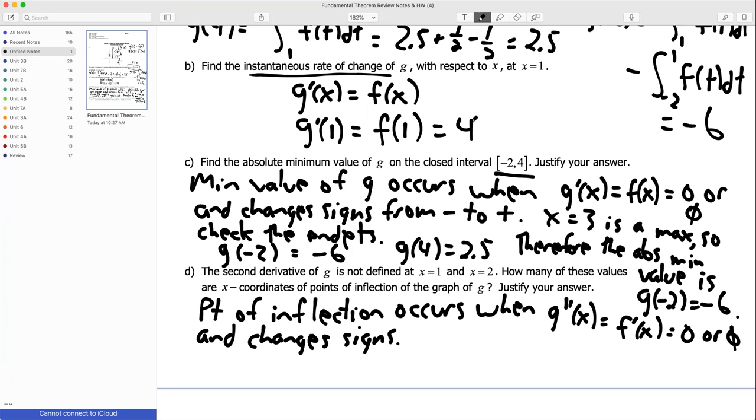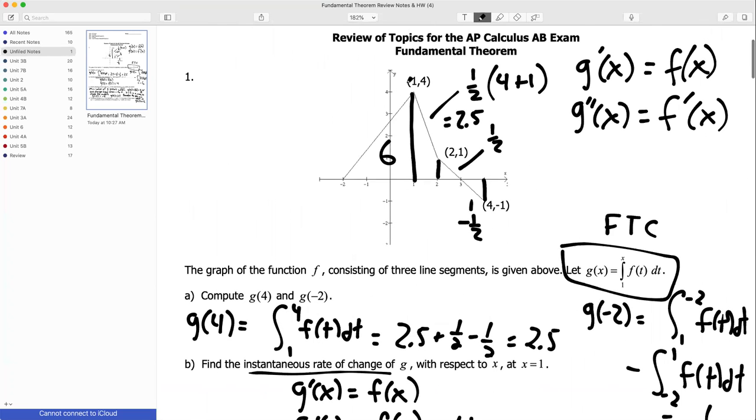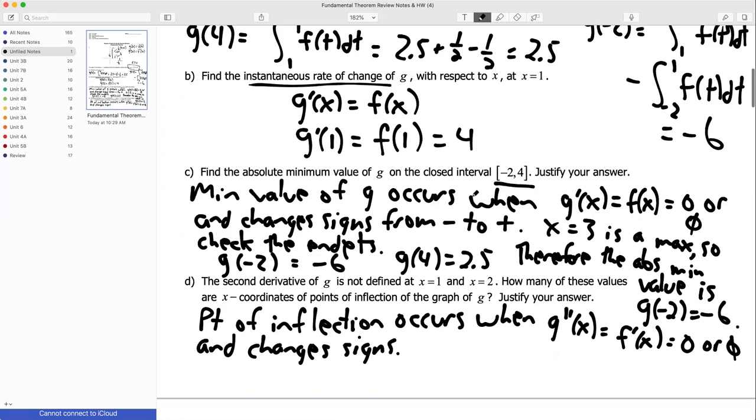So looking at the graph, does it change signs at x equals 1? Yes, because you have a positive slope on the left and a negative slope on the right. Does it change signs at 2? No. It does not, because you have a negative slope on the left and a negative slope on the right.